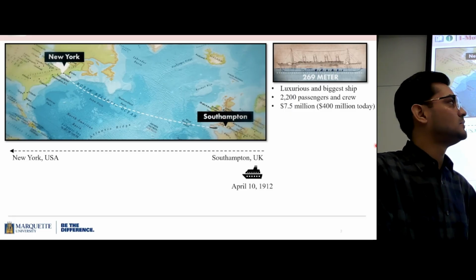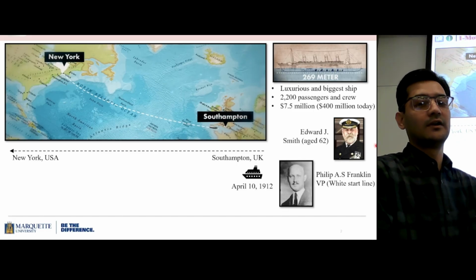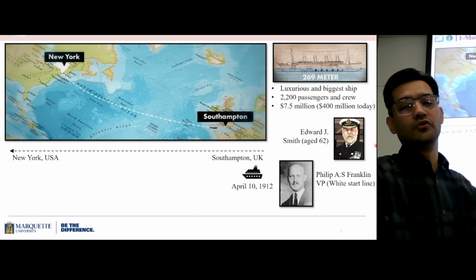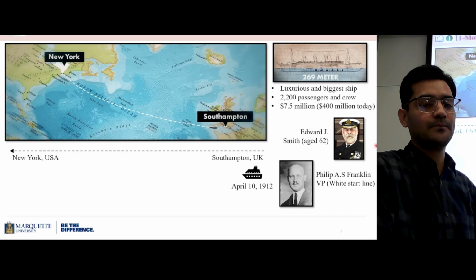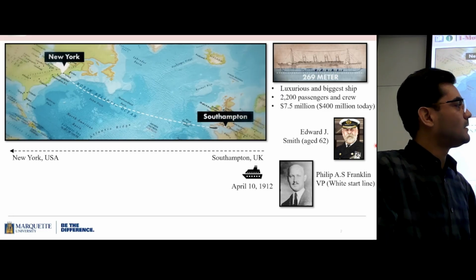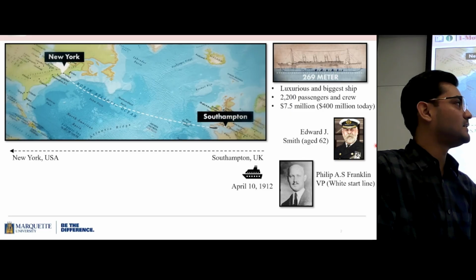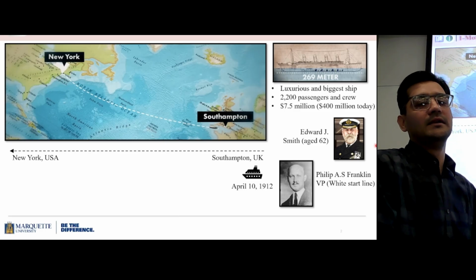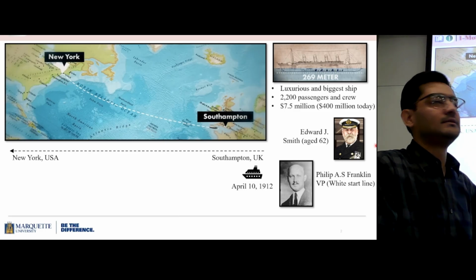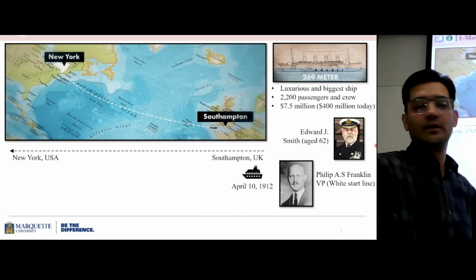The guy who was running the ship, who was responsible for carrying the ship from Southampton to New York, was Captain Edward J. Smith. He was 62 years old at that time. The ship was built by a company named White Star Line. The vice president of that company, his name was Philip Franklin. He said the ship is so strong, we have built this ship so that it's never going to sink. It's super strong, and don't worry about it.